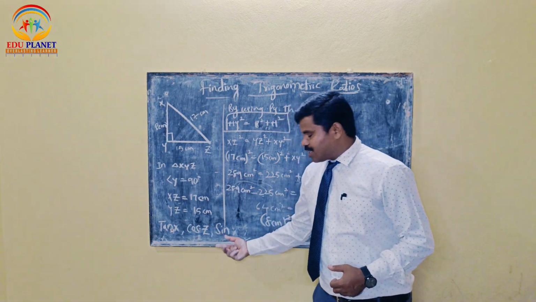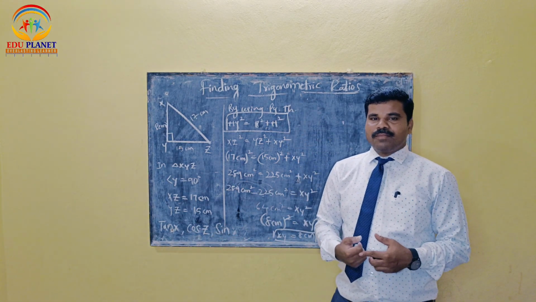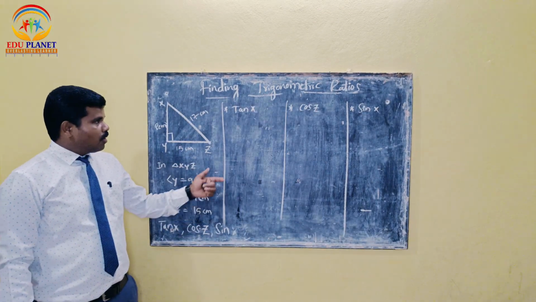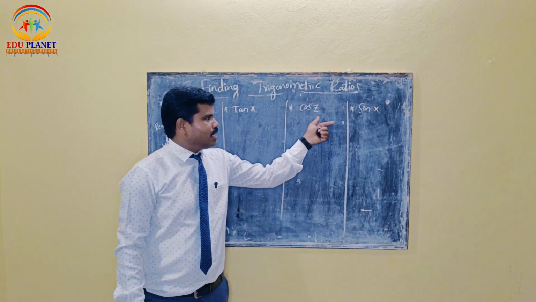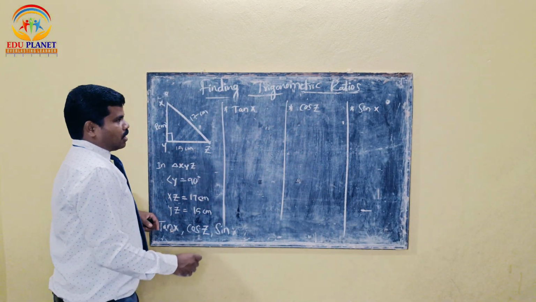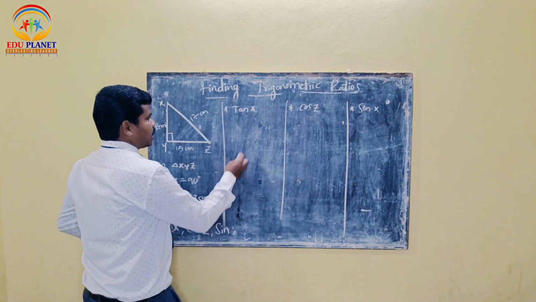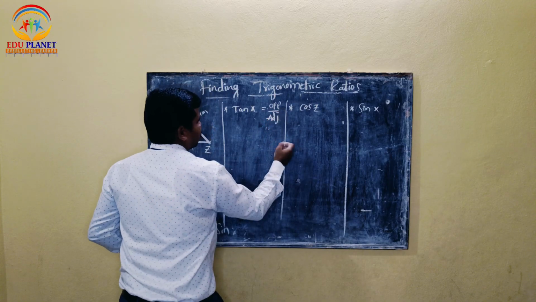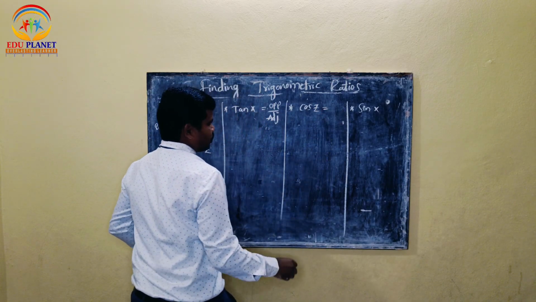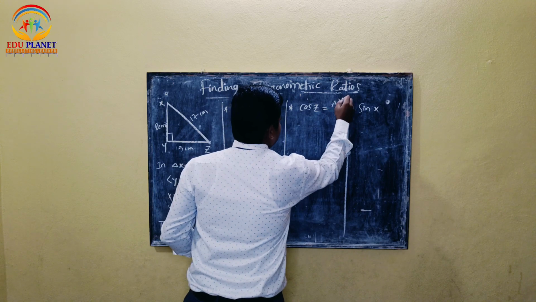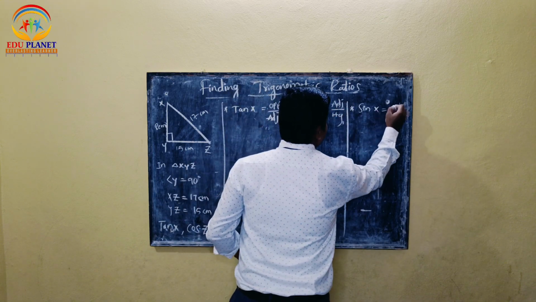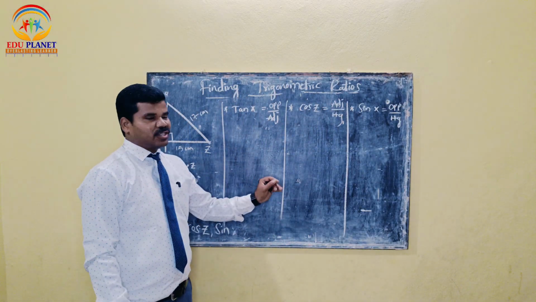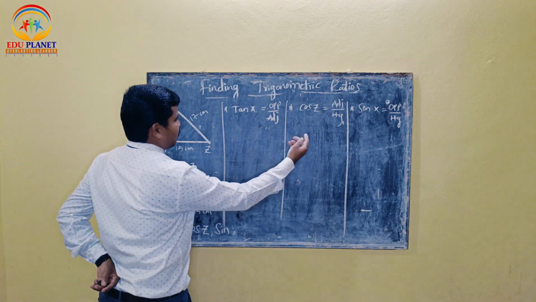Now, whatever ratios they have asked in the question, we can easily find them with the help of the ratio definitions. We need to find tan X, cos Z, sin X. First of all, we will write the definitions. The tan formula is opposite side by adjacent side. Next, the cos formula is adjacent by hypotenuse. The sin formula is opposite by hypotenuse. These are the definitions of these ratios. We'll go one by one.